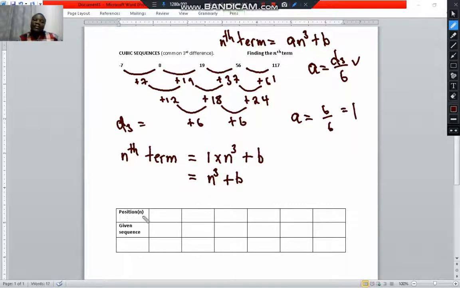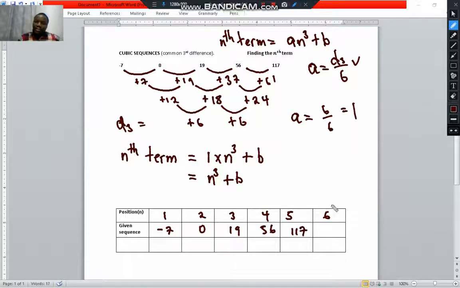I've already done this for you. This is for the position where terms would sit. This is just going to be 1, 2, 3, 4, 5, and 6 if you want. Then here we should put the terms of the given sequence. So we've got negative 7 sitting on position 1, 0 sitting on position 2, 19, and then 56 and 117.